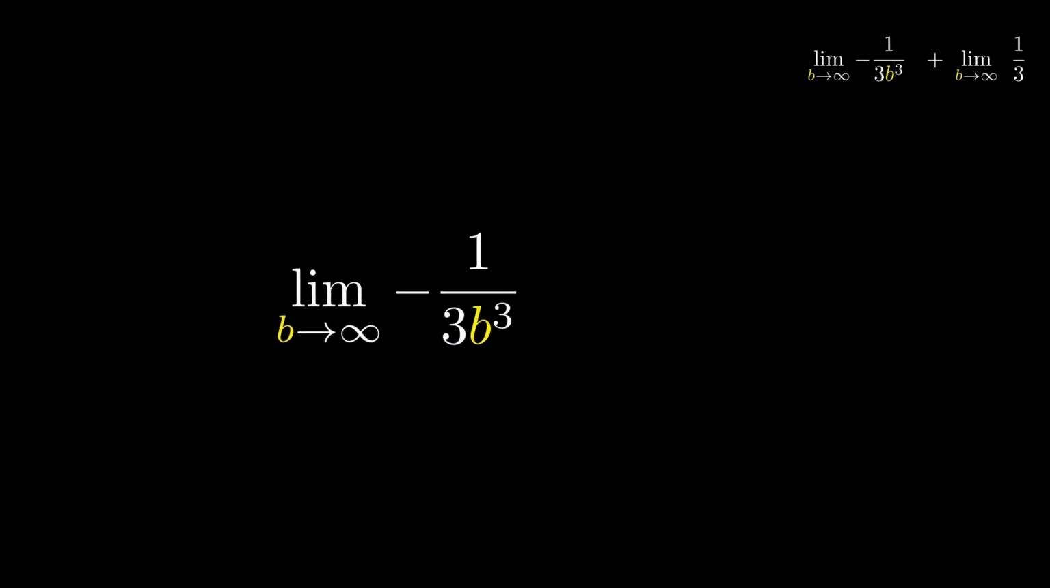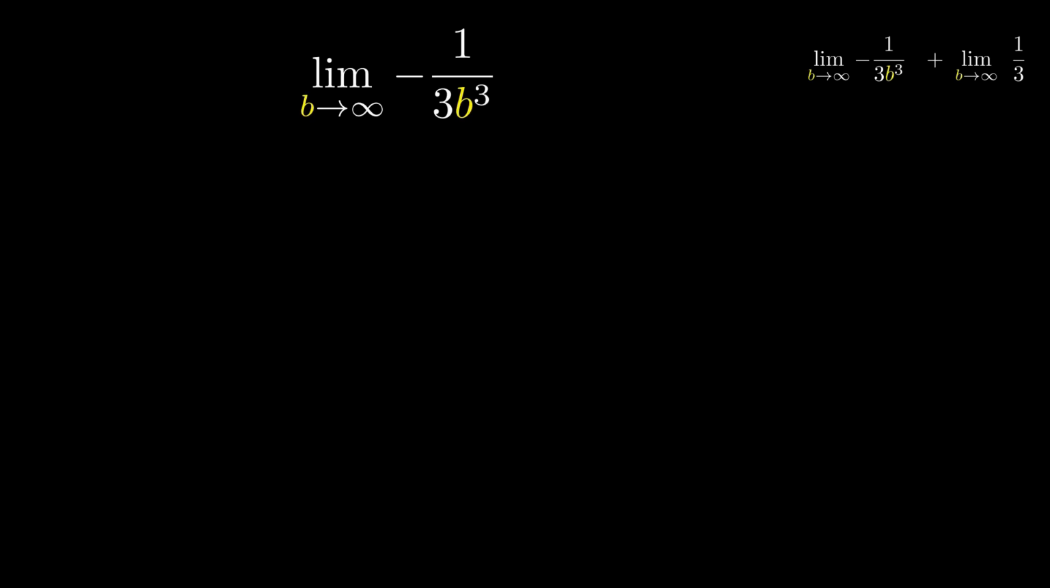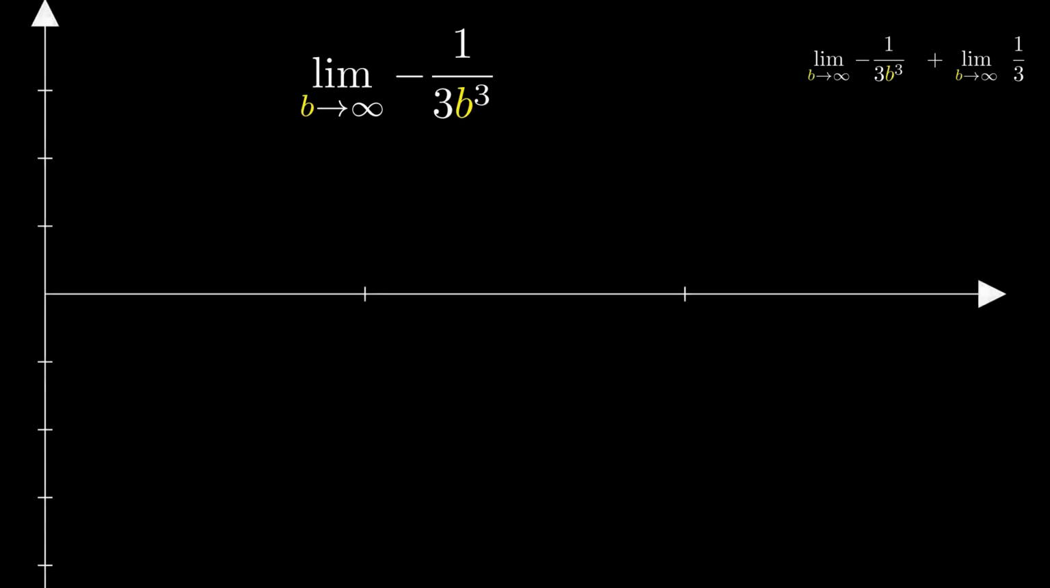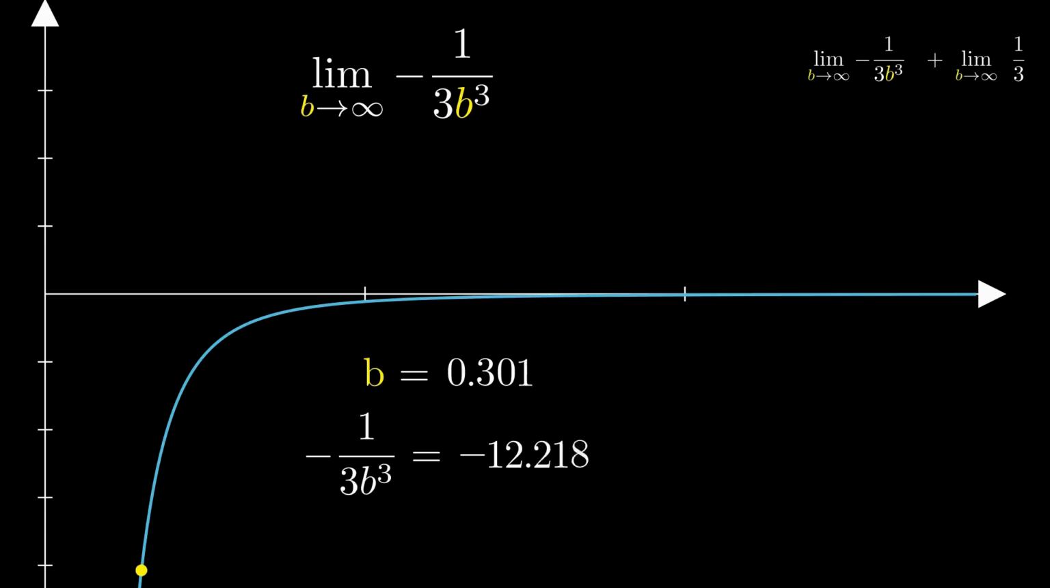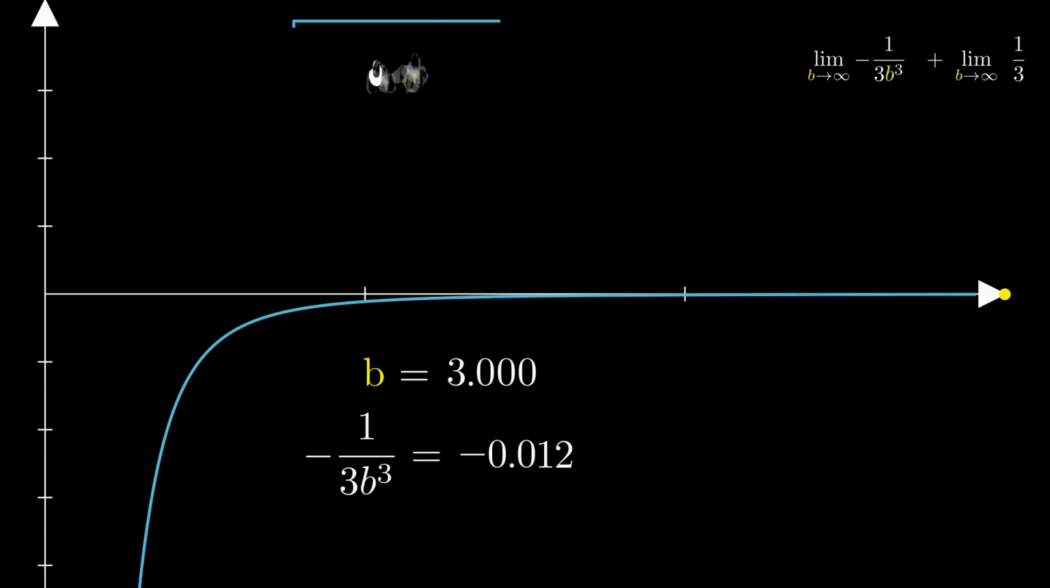Allow me to show you the graph of negative 1 over 3 times b cubed. You see, as b gets larger and larger, the value of our expression gets closer and closer to 0, since the denominator grows at a faster rate than the numerator. So the limit of this part of the function as b approaches infinity is going to go to 0.